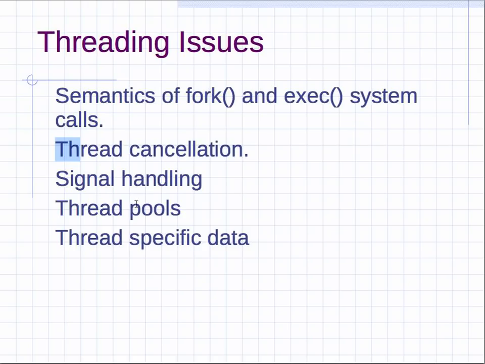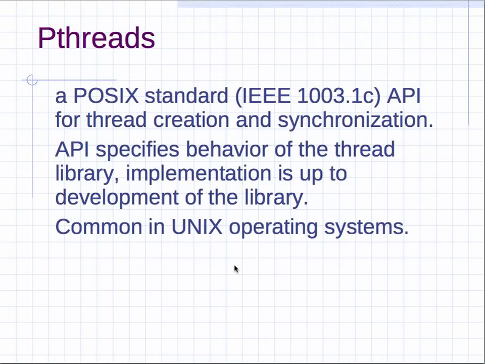Many systems have thread pools, and this is true in Java. You can have thread fibers, things like that in Windows. How do you protect thread-specific data? If you have a thread, the idea is you want to share data, but then how do you protect it? That's a question.